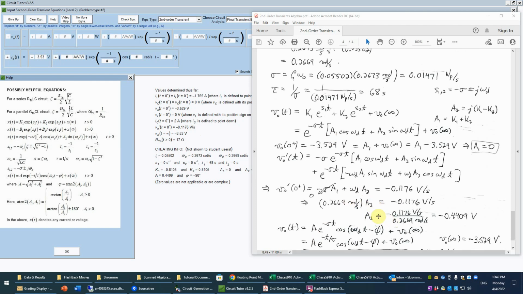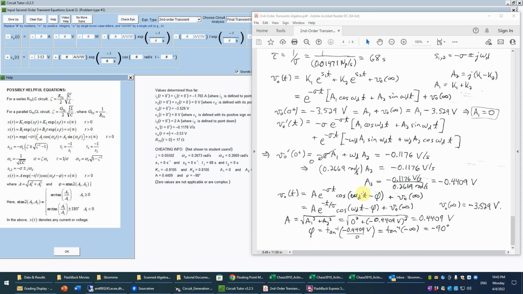So the algebra is very simple in this case, just this divided by this. And that gives us a negative 0.4409 volts. The seconds, inverse seconds are going to cancel out there in the numerator and denominator, just giving us volts, which is the proper unit for A2.